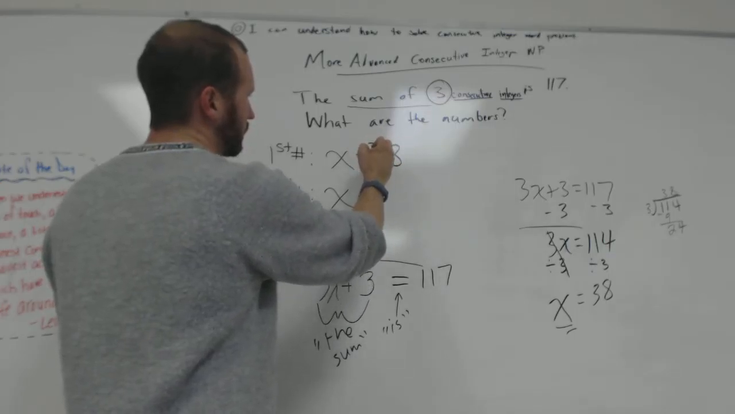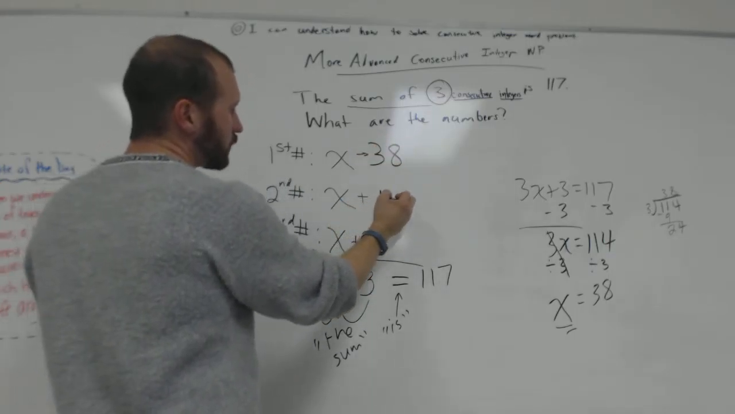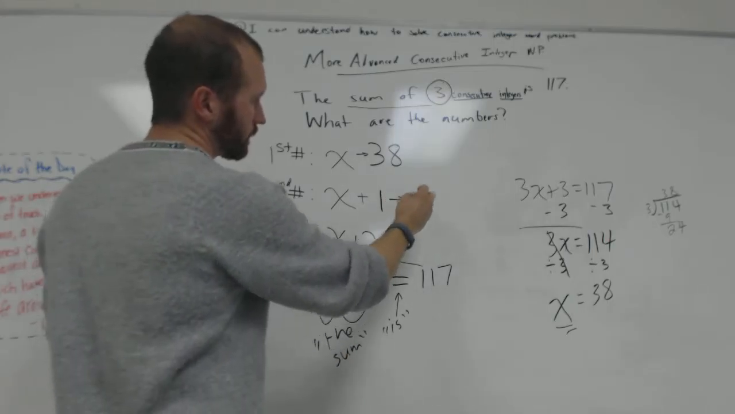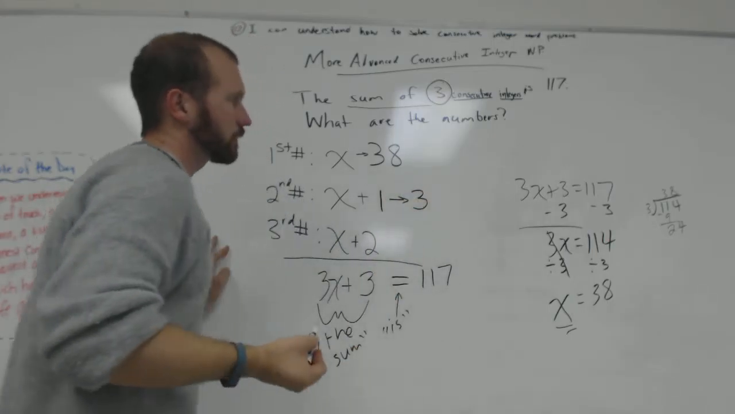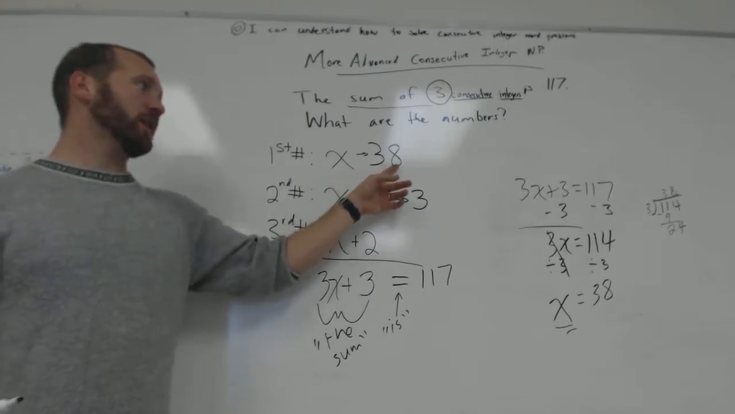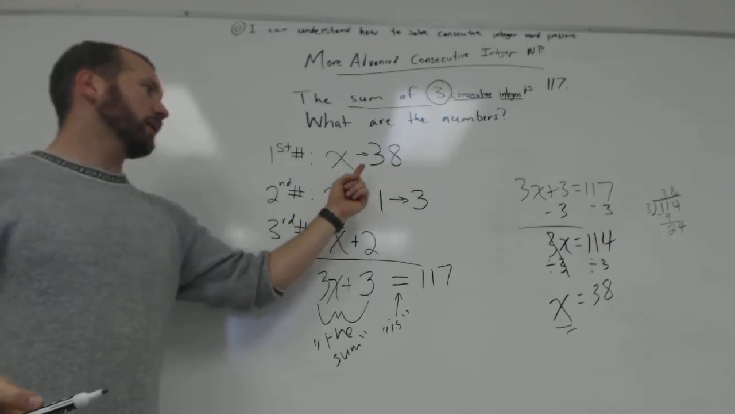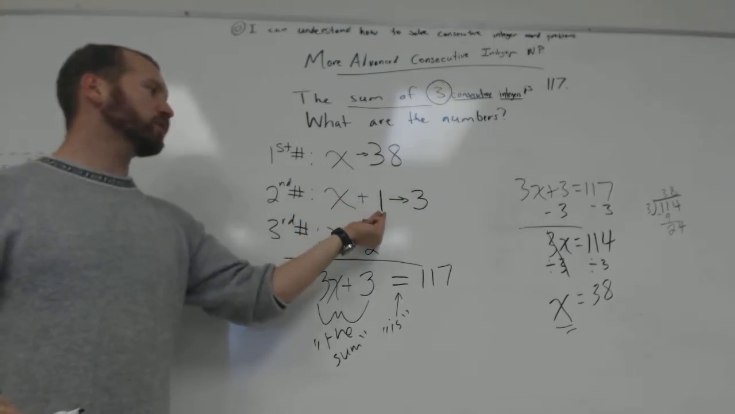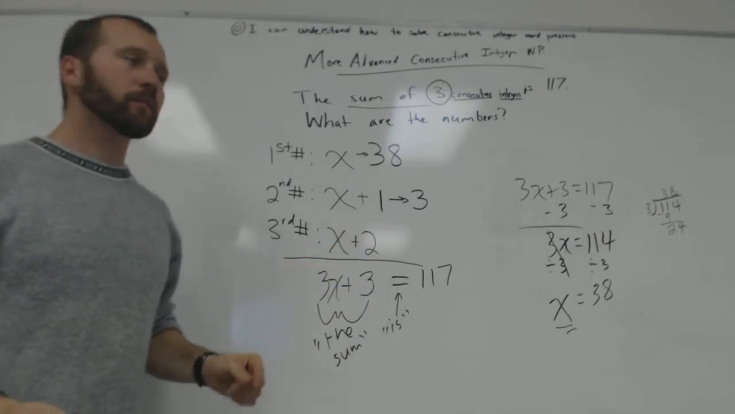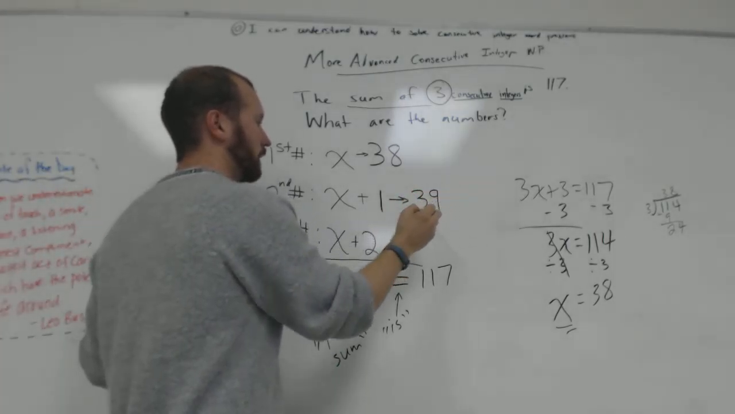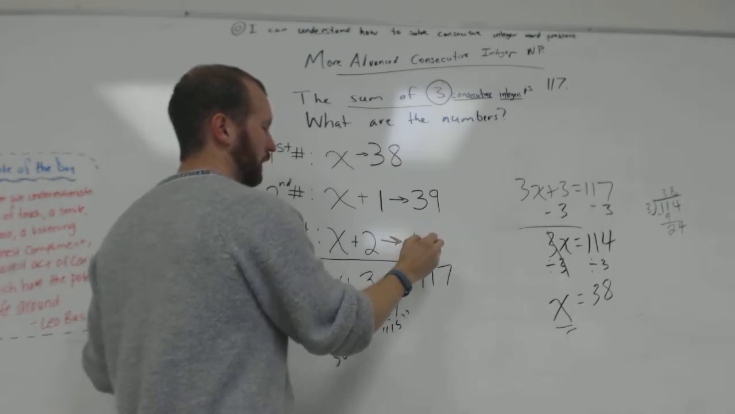The next number is x plus 1. So what is it? 38 is x. 38 plus 1 is what? 39. And then 40.